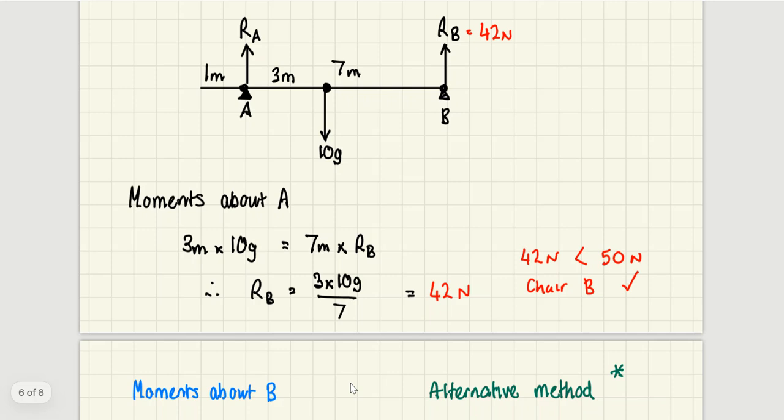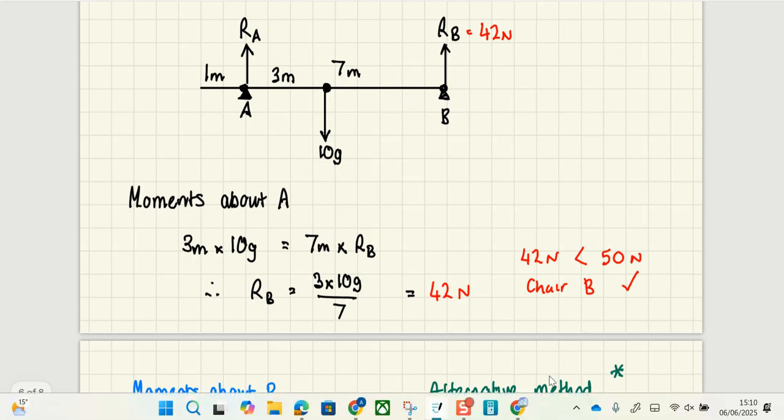You can see here there's two methods. I'm not showing you what they are yet. Moments about B, and there's an alternative method. Have a go, because it's a good bit of practice. Do the moments about B now to practice, and think, was there a quicker method that you could have used?